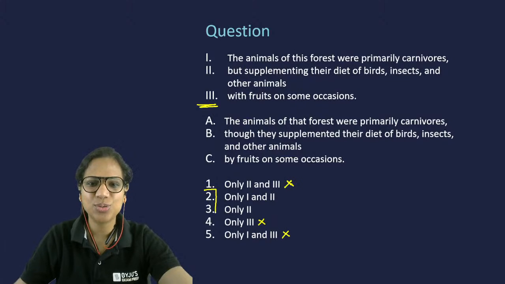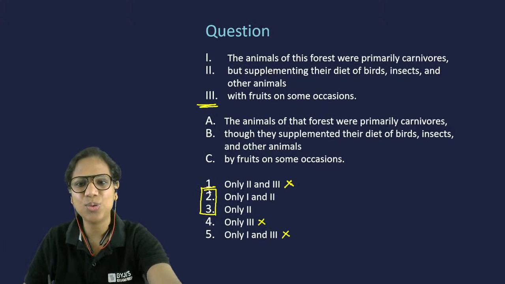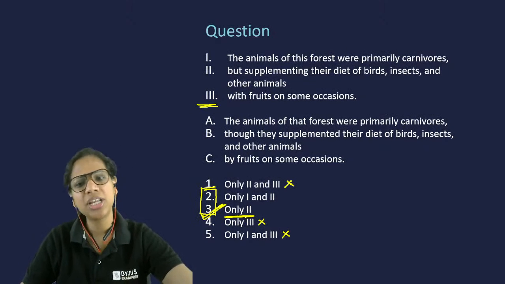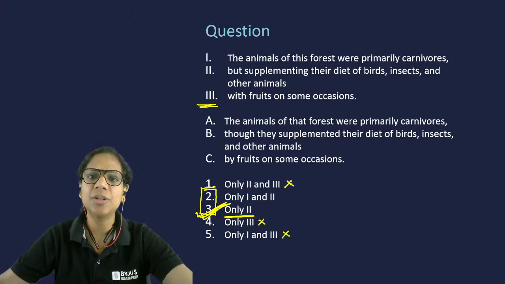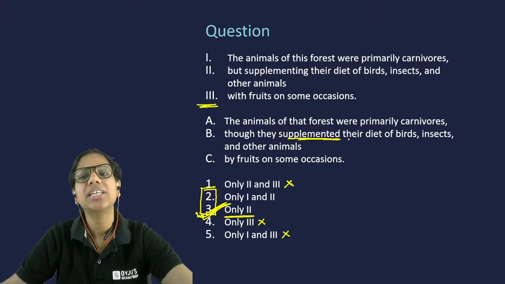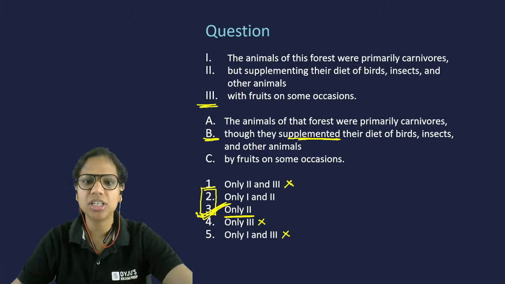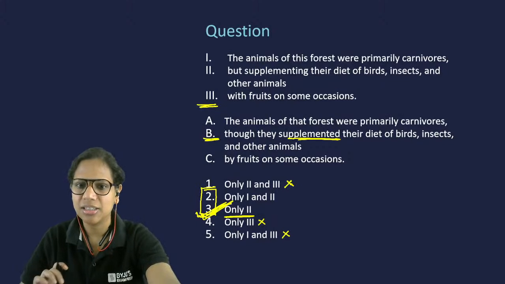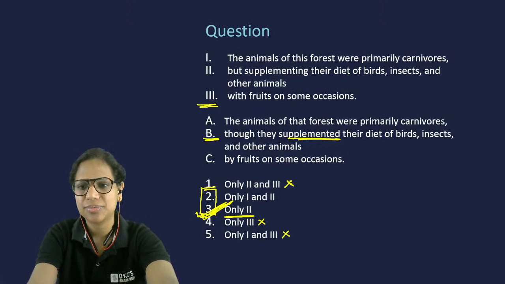We are left with 2 and 3. 2 and 3. So you say 3. Only the second one requires correction. Excellent. This is the answer. But they supplemented, right? Though they supplemented. This is what I need here. Make sense? Any queries? Please ask.